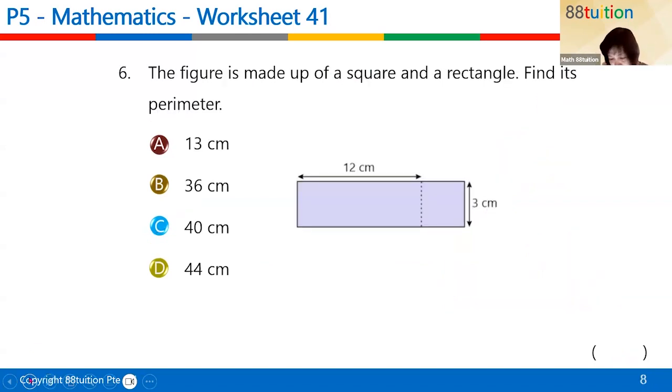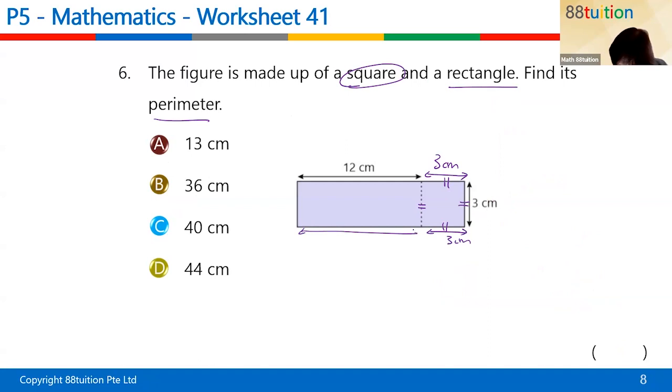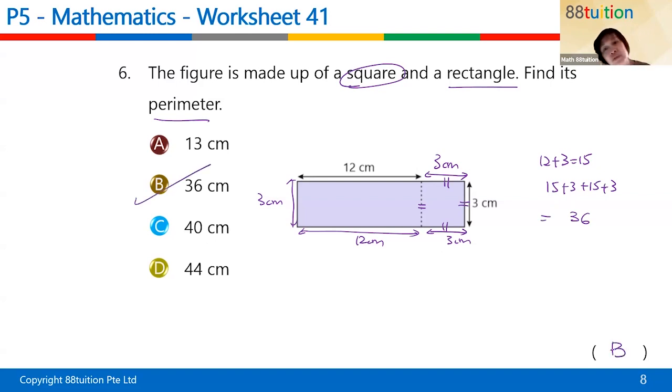The figure is made up of a square and a rectangle. Find its perimeter. So a square will have 4 equal sides, which these are the 4 equal sides. So this one must be 3 cm. So this one must also be 3, and here is 12. Okay. And you have 3 cm here at the side. So in order to find its perimeter, we have 12 plus 3, which will give you 15. So you have 15 plus 3 plus 15 plus 3. Okay, and that will give you 36 centimeters for this question.